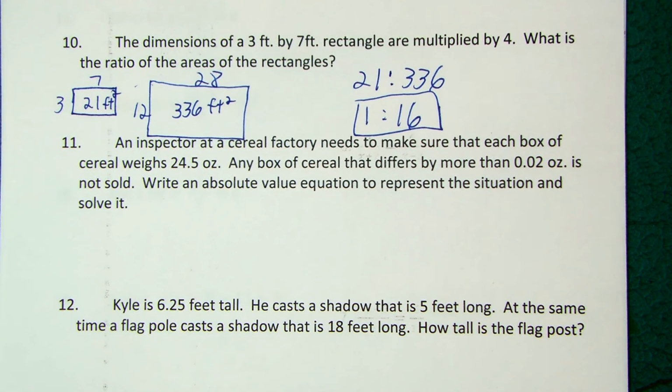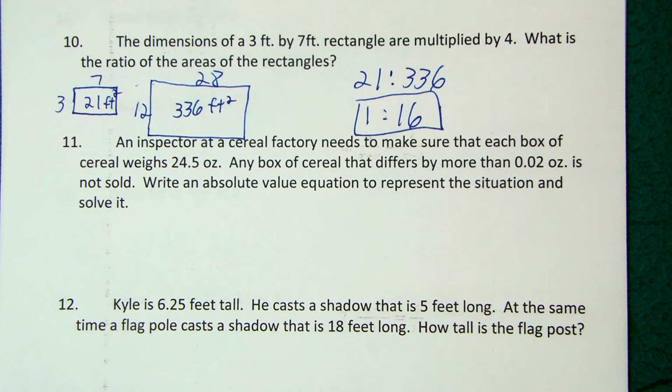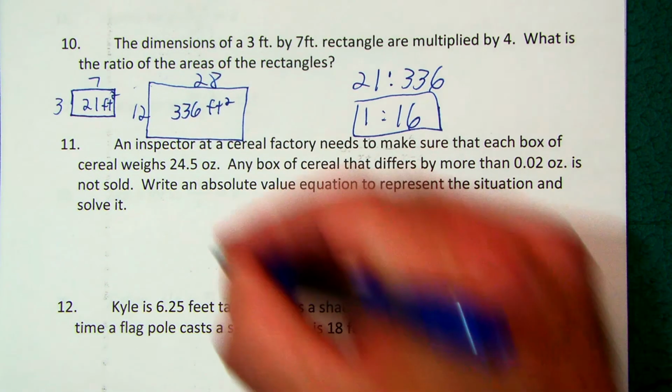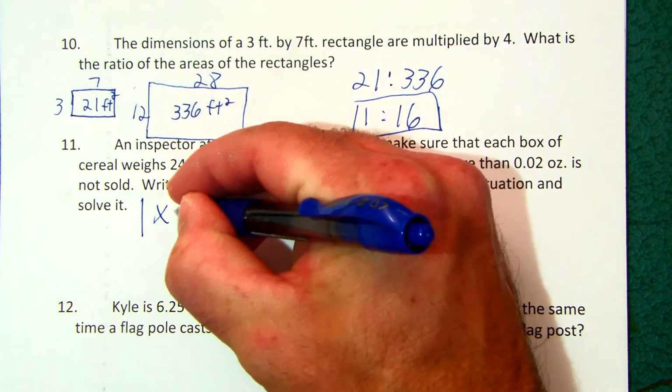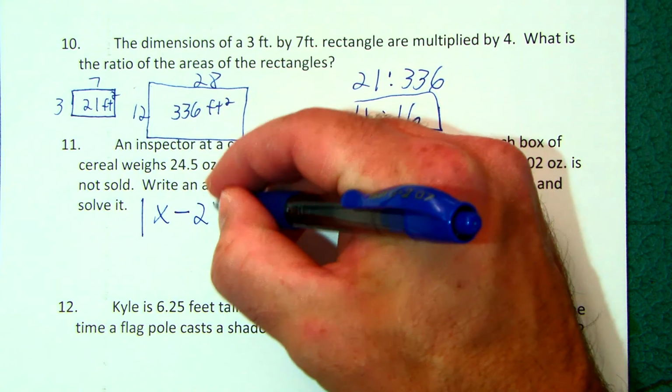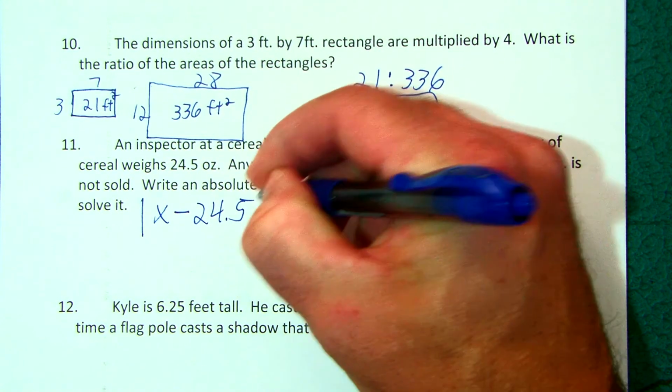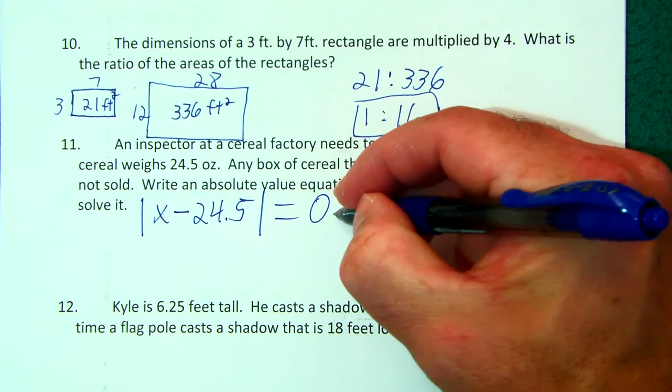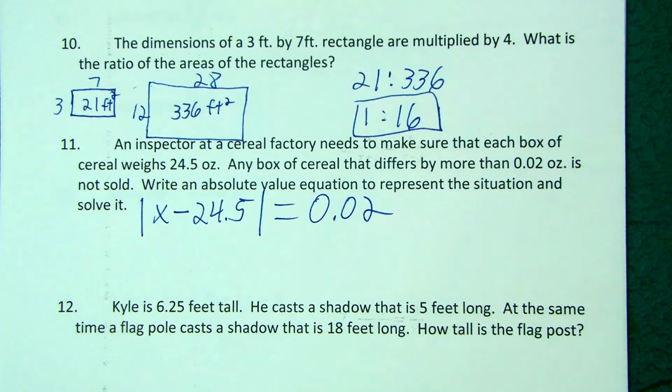All right, so next up it says, an inspector at a cereal factory needs to make sure each box of cereal weighs 24.5 ounces. Any box of cereal that differs by more than 0.02 ounces is not sold. Write an absolute value equation to represent the situation. So this is going to be your setup for all of them. It's always going to be x minus whatever the weight should be or the setting should be, like a temperature. So that's going to be your equation.